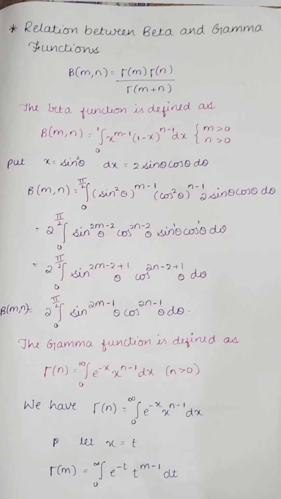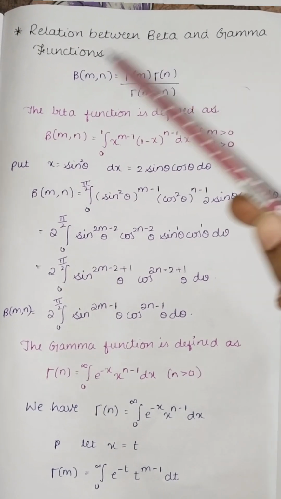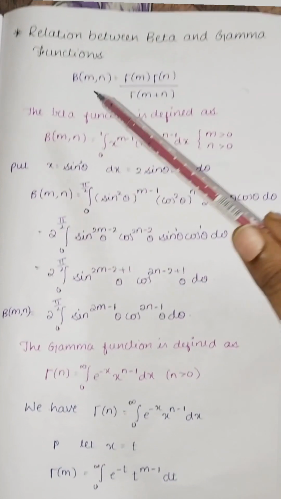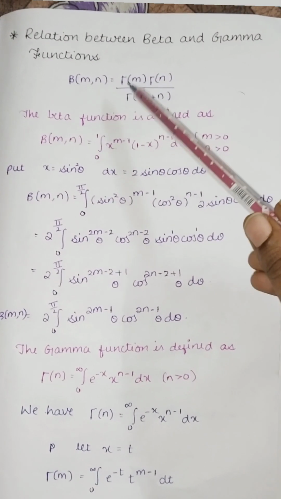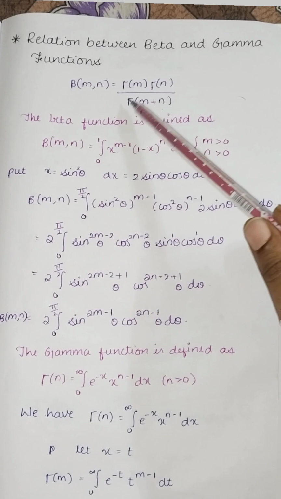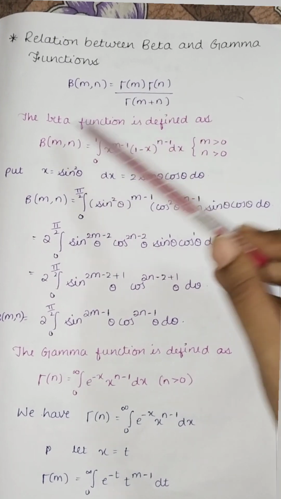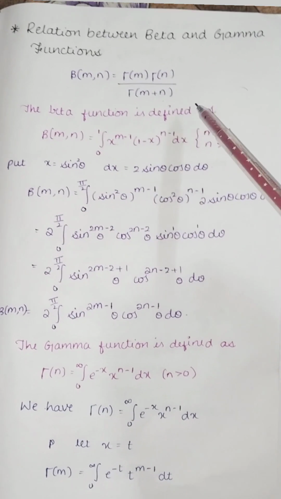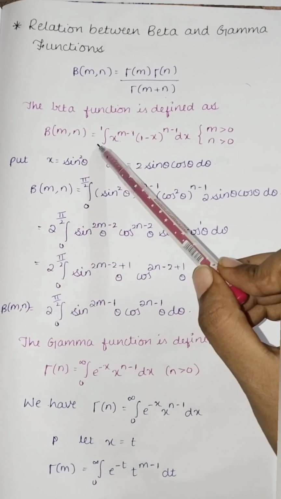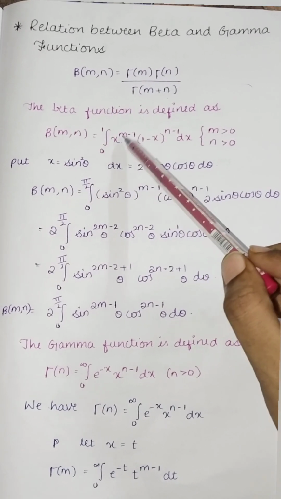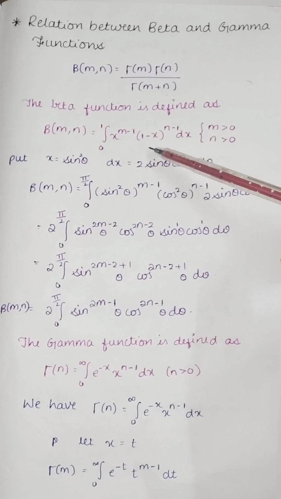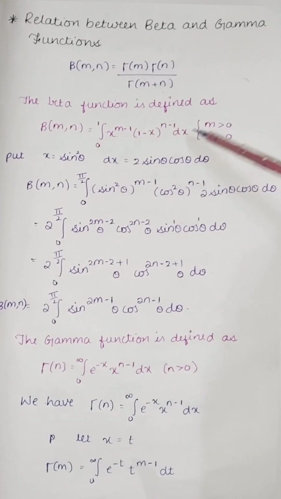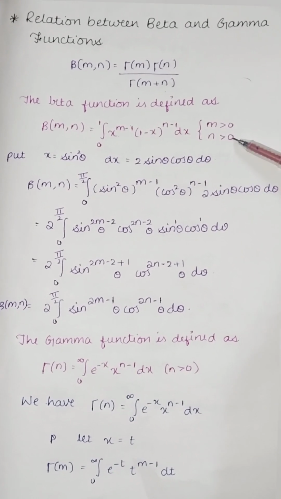Hello everyone. In this video, I am going to explain the relation between beta and gamma function. Beta of m comma n is equal to gamma of m into gamma of n by gamma of m plus n. The beta function is defined as beta of m comma n is equal to integral 0 to 1 x to the power m minus 1 into 1 minus x to the power n minus 1 dx, when m greater than 0 and n greater than 0.